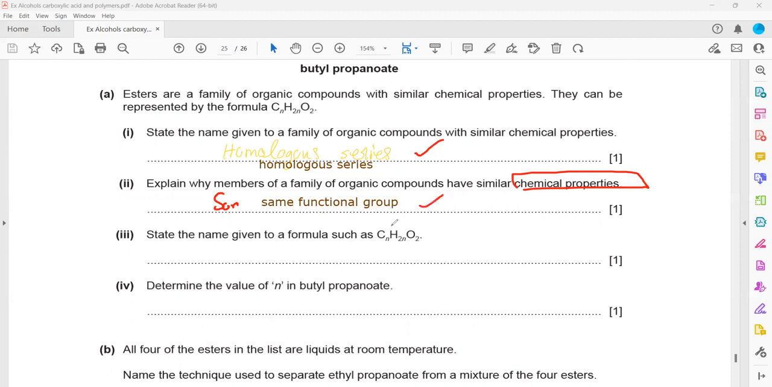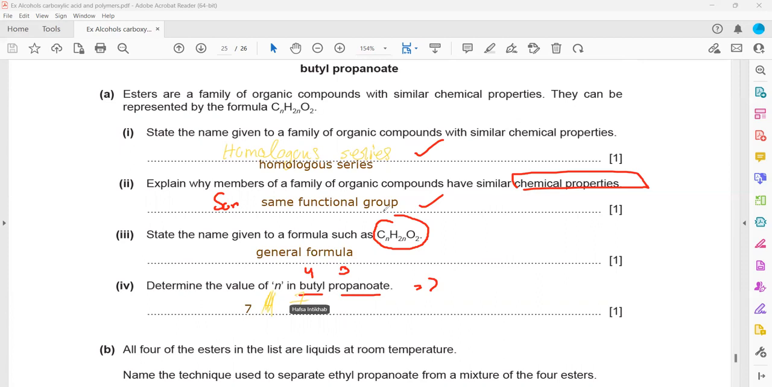State the name given to a formula such as general CnH2n. That's called a general formula, like for alkane CnH2n+2, alkene CnH2n, alcohol CnH2n+1OH. Determine the value for n for butyl propanoate. But means 4 carbons and prop means 3, so it will be 7.